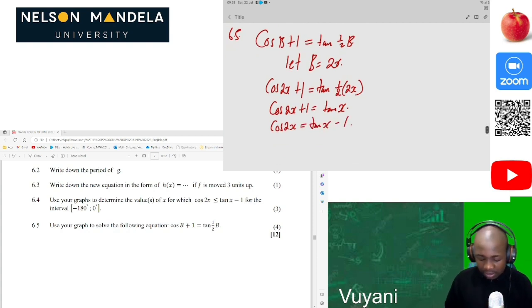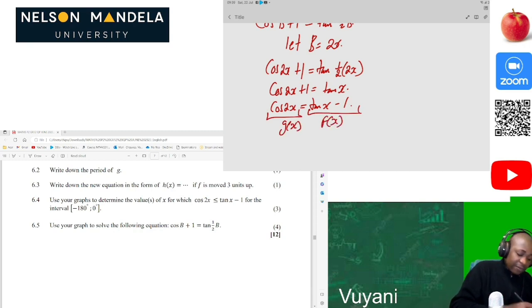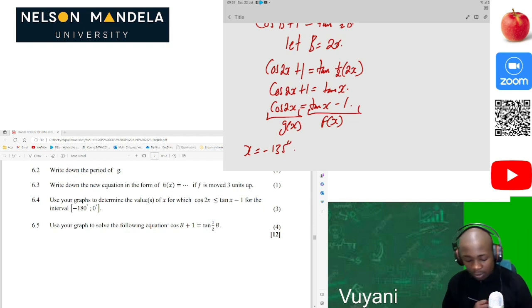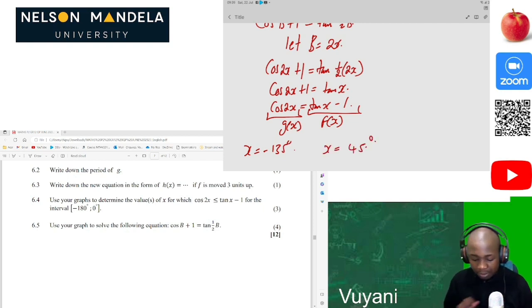Then we can actually solve this. We can see where these two functions are equal, because this is our g of x and this is our f of x. Now on our graphs, we just see at which x values these two graphs are exactly equal. We can see that when x is equal to negative 135, these two functions are equal. Also when x is equal to 45, they are also equal.